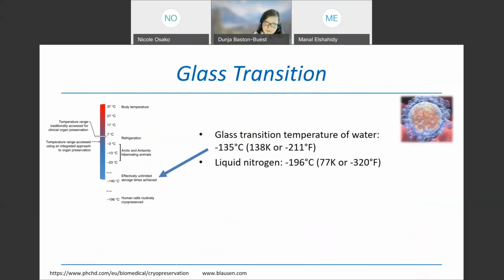What's the main point about glass transition? The tissues and the cells contain a lot of water, and that's why the glass transition temperature of water is really, really important, and that's about minus 135 degrees Celsius. That's the point: we need to stay below this temperature. So the specimen will stay intact if we stay below minus 135 or minus 140 degrees Celsius. Just to remind you, liquid nitrogen by its physical features has a temperature of minus 196 degrees Celsius.